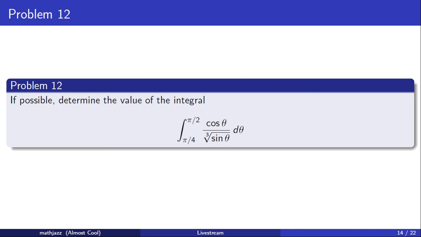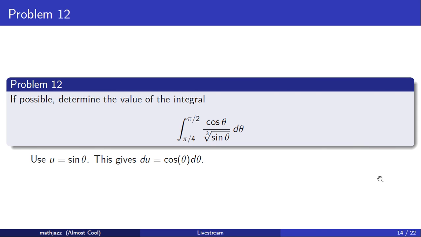Problem 12. We're going to determine the value of this integral, which is the integral from pi over 4 to pi over 2 of the function cosine theta divided by the cube root of sine theta with respect to theta. So we're going to do a u substitution. We let u equal sine theta. It gives du equals cosine theta d theta.